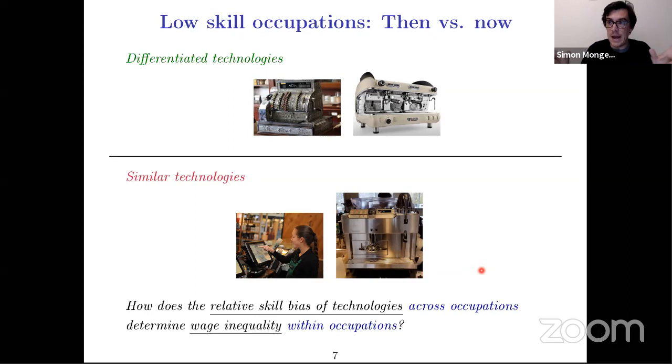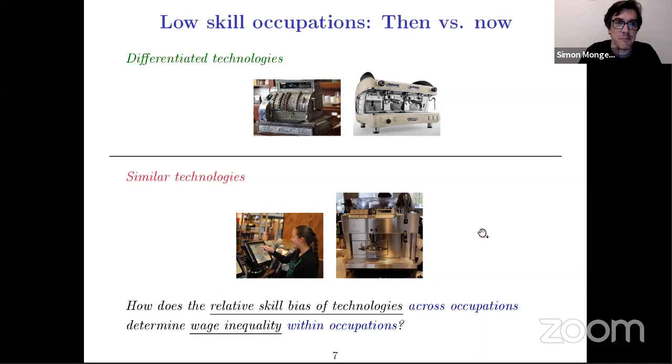So what we're going to understand is how this relative skill bias of technologies across occupations determines wage inequality within occupations, right? And we're going to operationalize a theory to do that. Okay, I'll come back to my coffee shop later on.